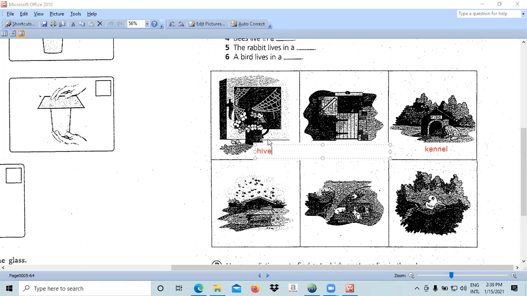This is hive. Wait, this is web. This is hive. This is burrow. This is nest. Okay, here also 6 marks.